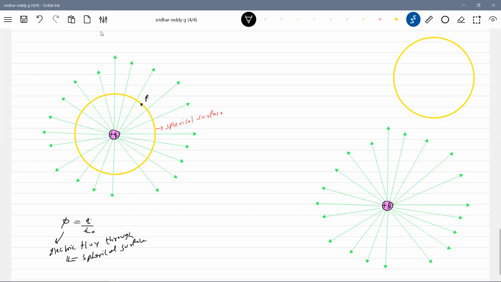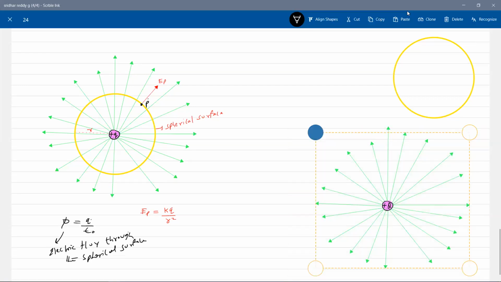What is the electric field strength at point P? It will be radially outward. Let R be the radius of this sphere. What is the electric field strength due to a point charge? It is KQ by R square. Do you agree? Just take note. Okay, let's come to this one.